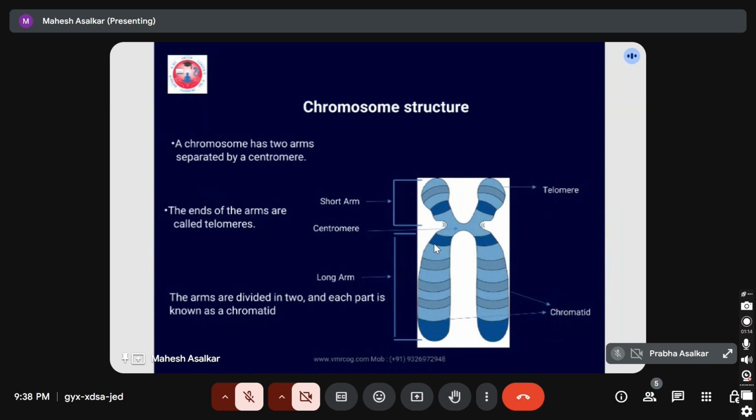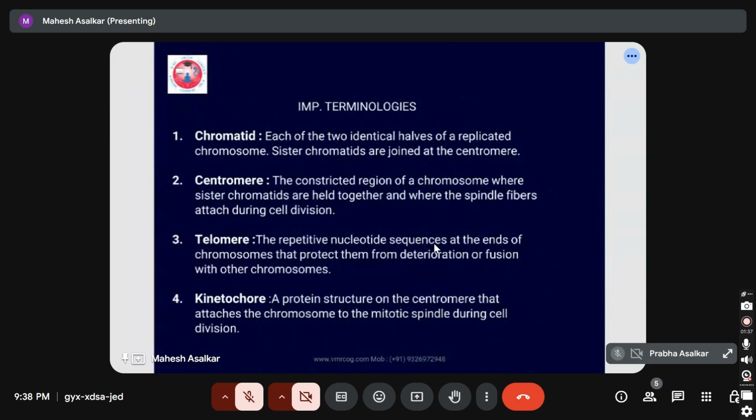Okay, now again, there will be pictorial questions. They will show you the picture of a chromosome, and they'll ask you, there will be some X or Y, and what X denotes, what Y denotes. So it may be centromere, it may be telomere, etc., etc. So you should know the parts of the chromosome. Okay. Second, we'll go through the important terminologies.